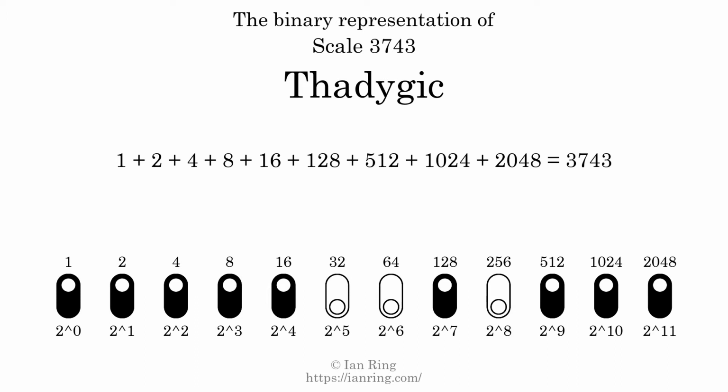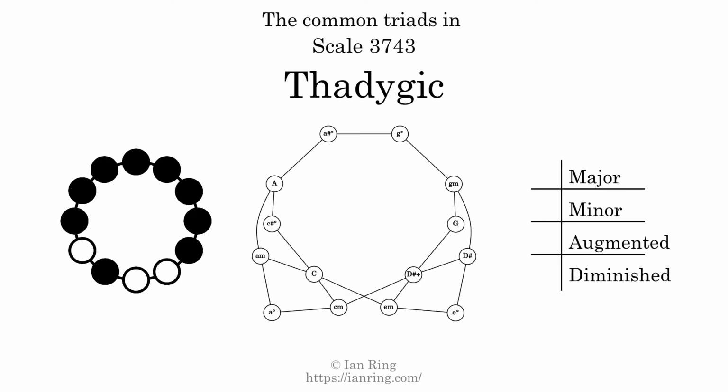3743. The scale number not only enumerates the scale with a unique index, but it also literally describes the tonal content of the scale. Represented as a binary number in base 2, the scale number is 1110100111111. Here are the common triads present in this scale.